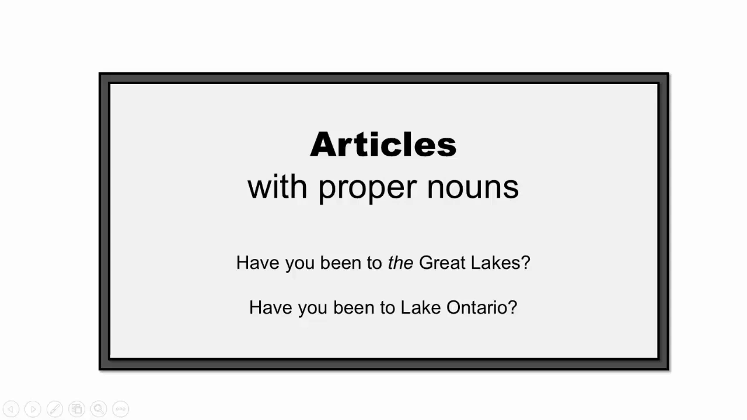Today we're going to talk about using articles with proper nouns. The Great Lakes and Lake Ontario, these are proper nouns. They're names of geographic locations. The problem is, with some proper nouns you need to use the word "the," and with other proper nouns you don't. So for example, have you been to the Great Lakes? You need the word "the." Have you been to Lake Ontario? There's no "the." Now, you might already have a sense of which proper nouns might require the word "the."